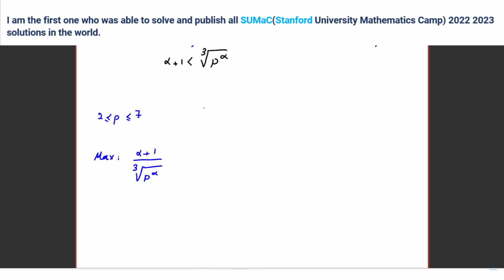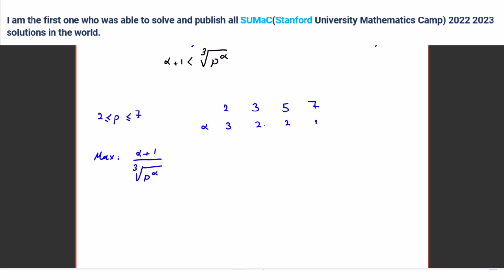So you want to say for 2, for 3, for 5, for 7, alpha is what for each of them? Have you found for each of them what the best power is? Yeah, for 2 it's 3, for 3 it's 2, for 5 it's 2, for 7 it's 1.